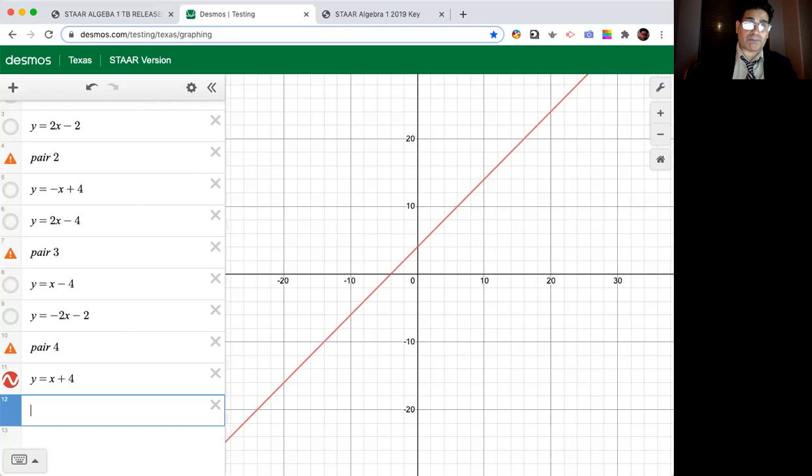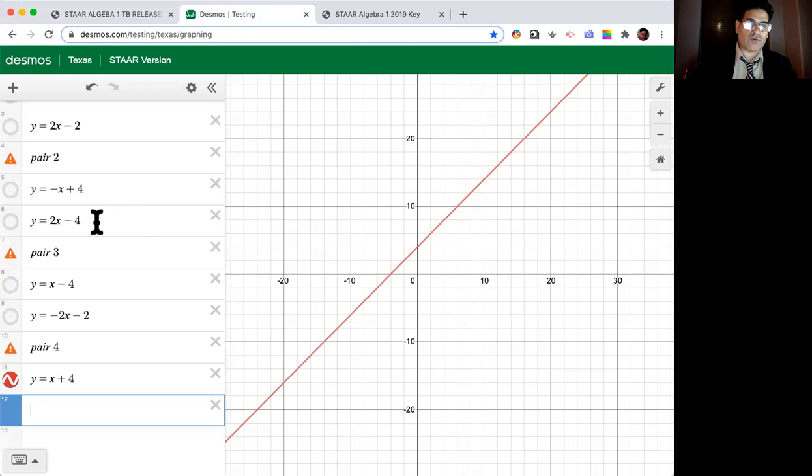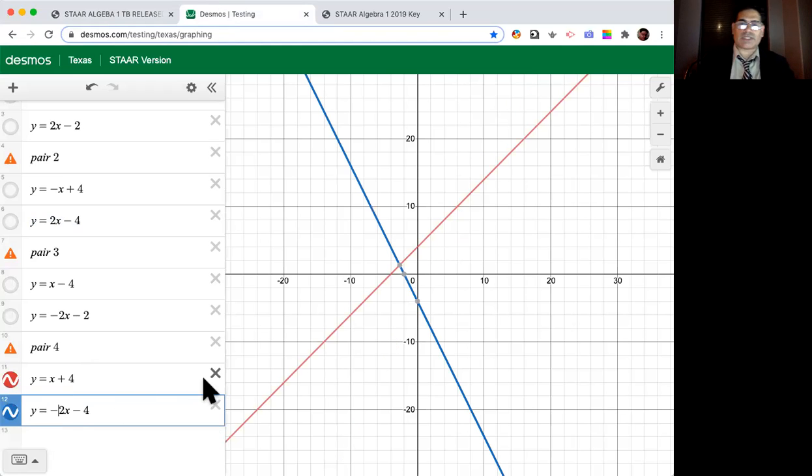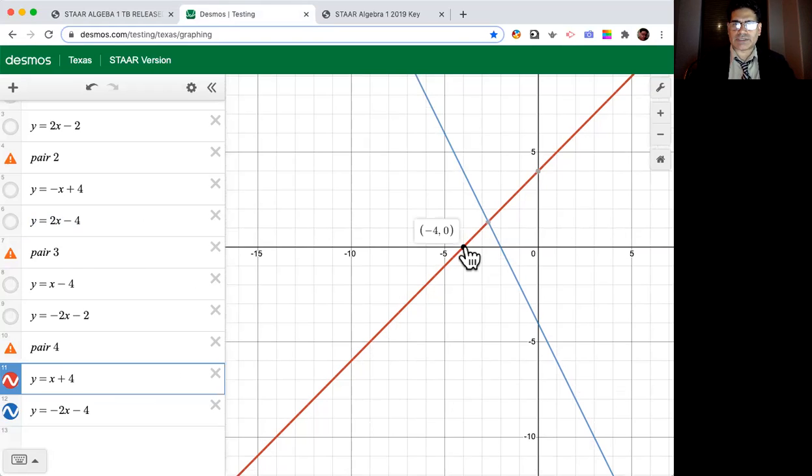And the last line is y equals minus 2x minus 4. It's very close to this one. I'm just going to copy and paste and put a minus sign in front of it. Okay, there it is at that quadrant. Okay, and it's crossing the x-axis at negative 4, 0, and negative 2, 0.